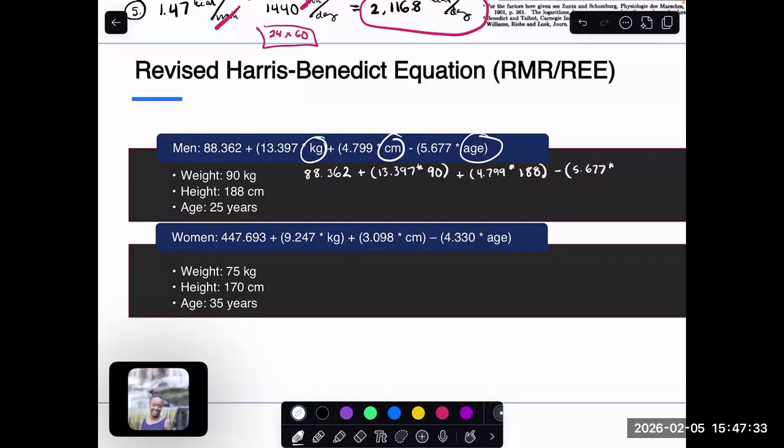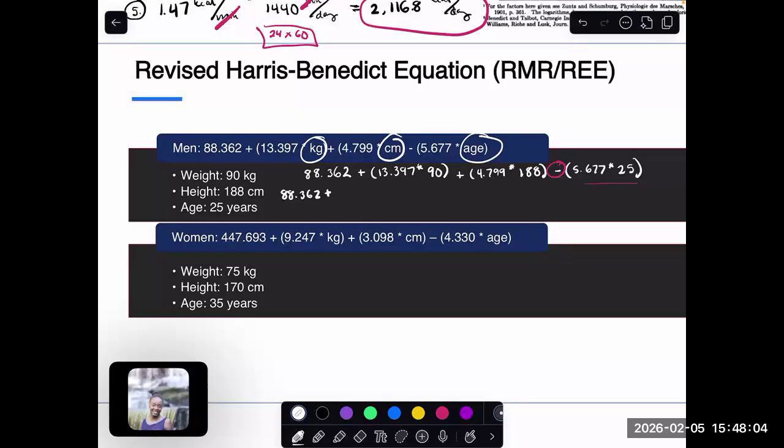5.677 times his age. Now, this is a place where I easily trip up, and that is with the final subtraction. So make sure you keep an eye on all of the signs. Like, I'm more likely to add this value than subtract it. So if you're struggling with a particular sign, definitely circle it so you have your eye on it. But anyways, so we still have 88.362. Keep an eye on all your numbers.